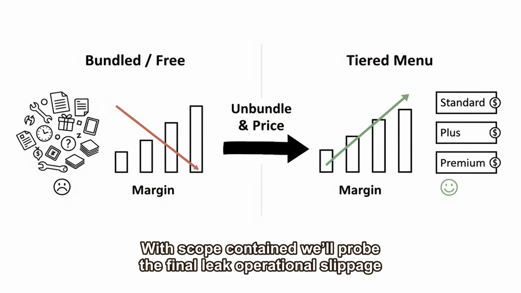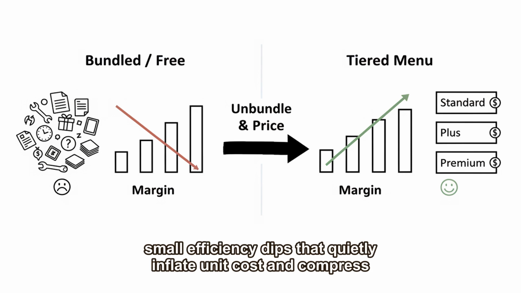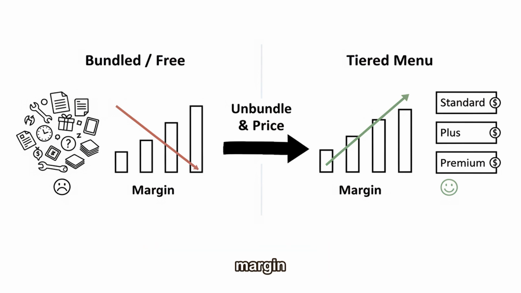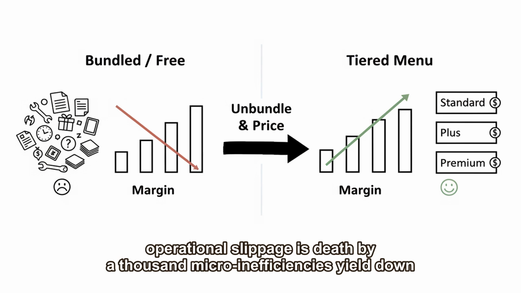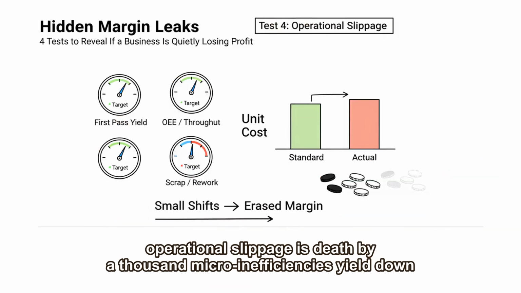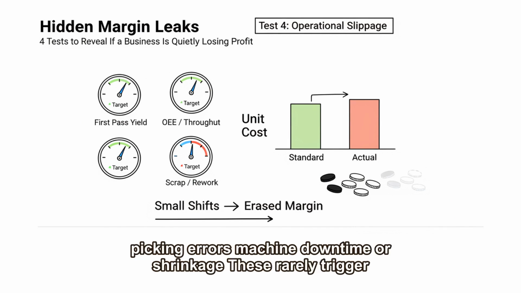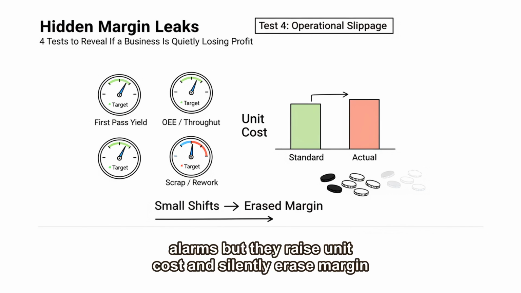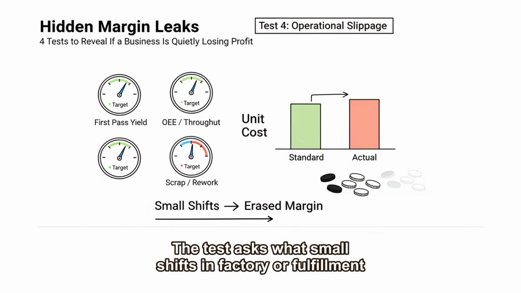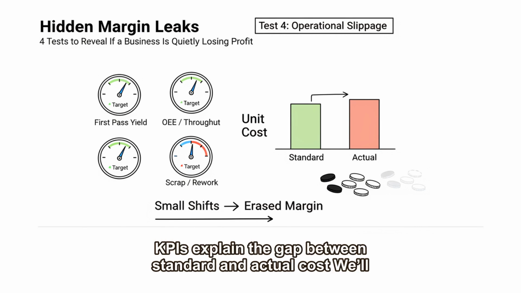With scope contained, we'll probe the final leak, operational slippage: small efficiency dips that quietly inflate unit cost and compress margin. Operational slippage is death by 1,000 micro inefficiencies: yield down 1%, scrap up half a point, rework hours creeping, picking errors, machine downtime, or shrinkage. These rarely trigger alarms, but they raise unit cost and silently erase margin. The test asks, what small shifts in factory or fulfillment KPIs explain the gap between standard and actual cost?